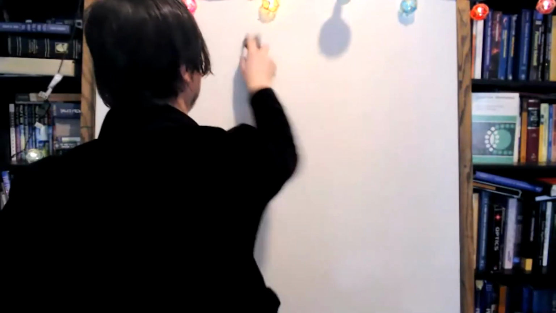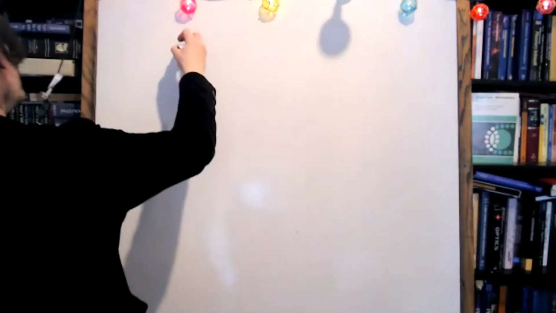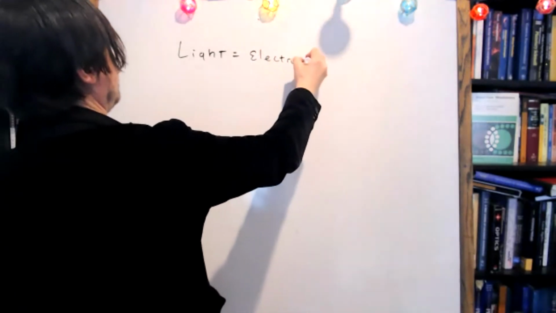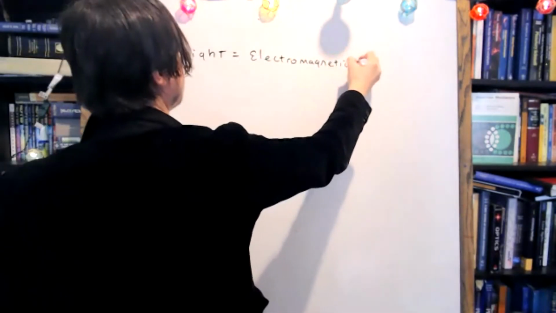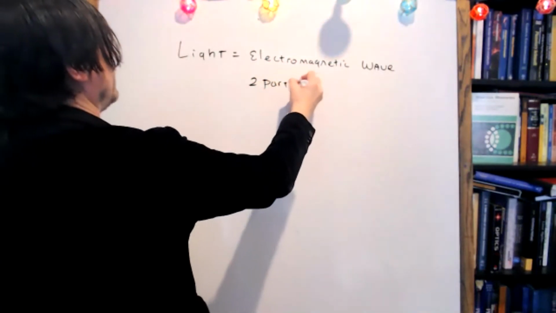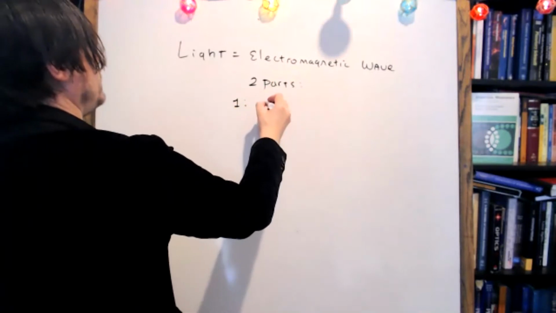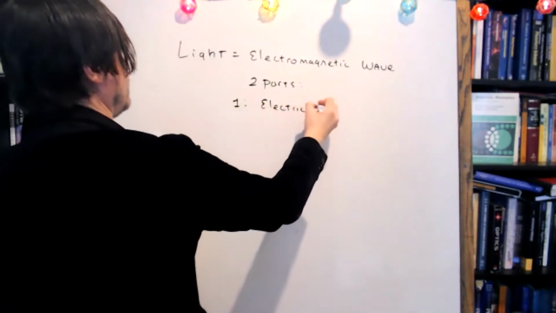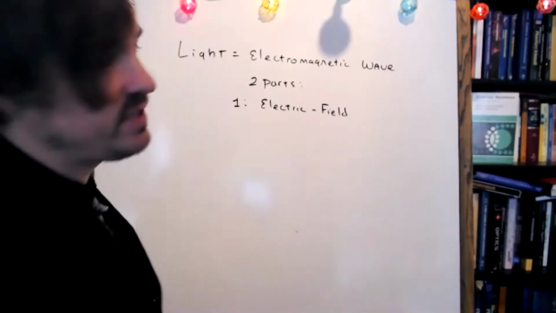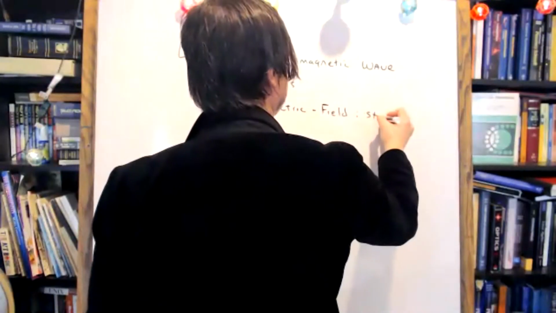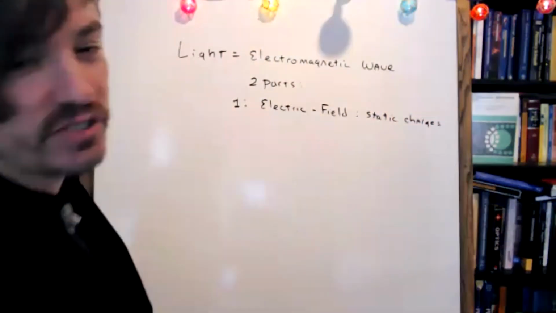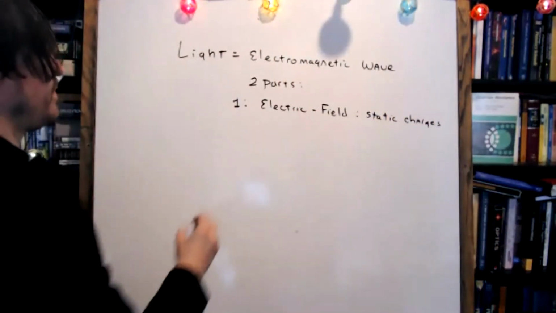Let's define light in the following way. Light is an electromagnetic wave. And that means there are two parts to it. One part is the electric field. The electric field is associated with static charges. Static charges means they don't move, they're fixed in place.